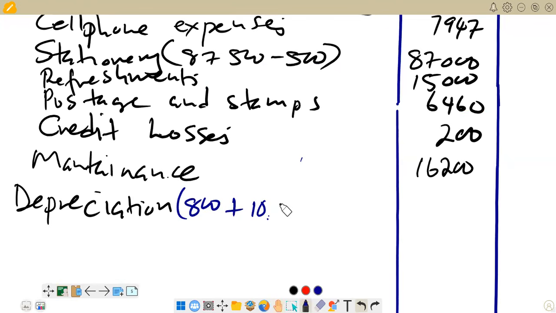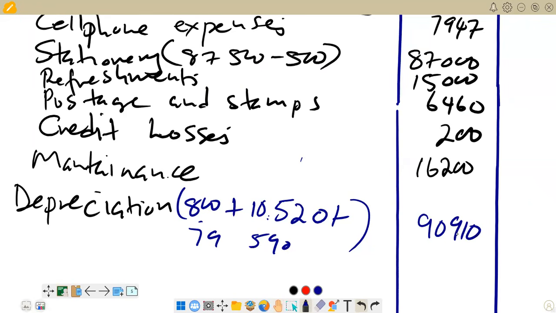So we are saying 10,520. And then we add for vehicles. Remember, for vehicles, we got 79,590. So if you add these ones, the total that you are supposed to get for depreciation is 90,910. Then we do that.